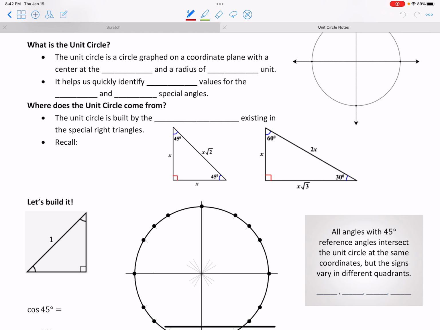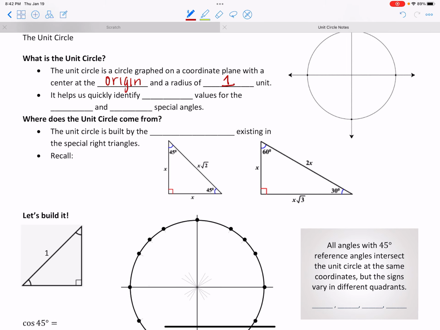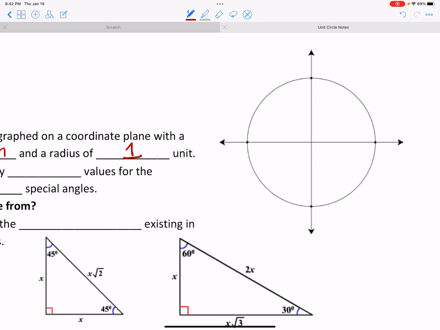So the unit circle is just a circle that's graphed. So if we put it on a coordinate plane and we center the circle about the origin, it's going to be called a unit circle when the radius has a length that is exactly 1 unit. So the unit circle is graphed on a coordinate plane. That just means we're graphing it on an x and y axis with a center at the origin and a radius of exactly 1 unit. So this is what a circle centered around the origin would look like.